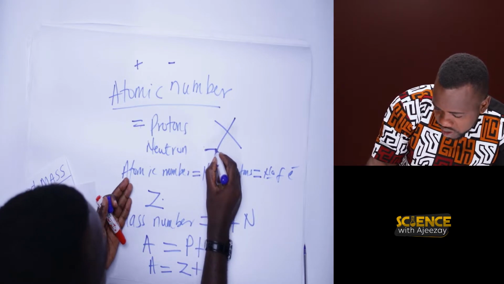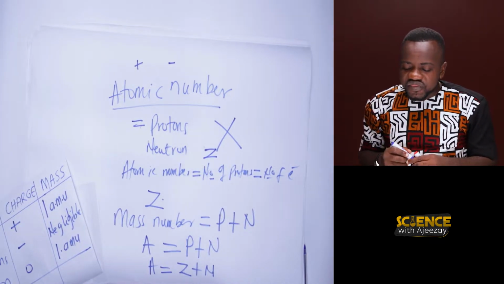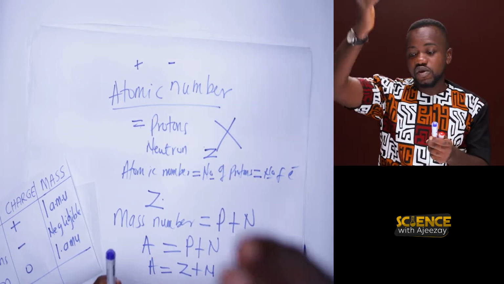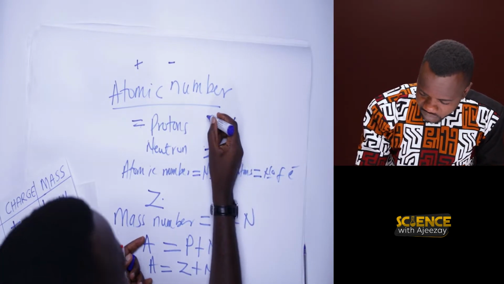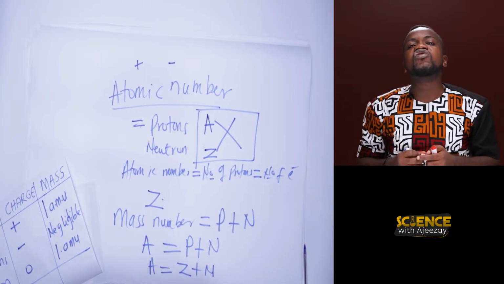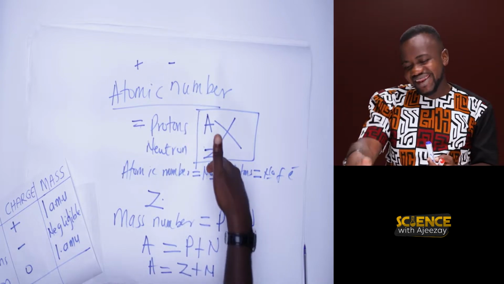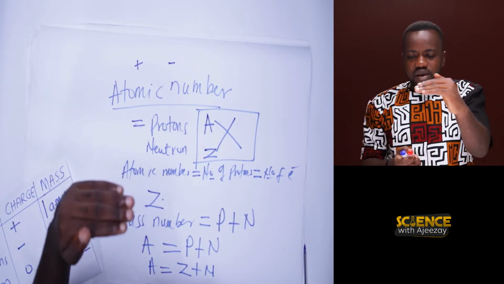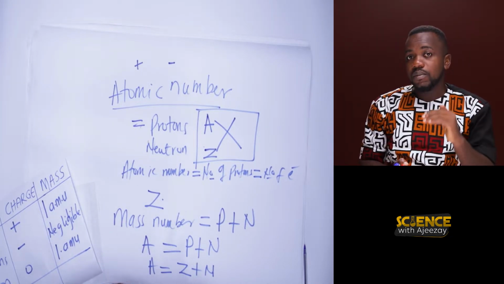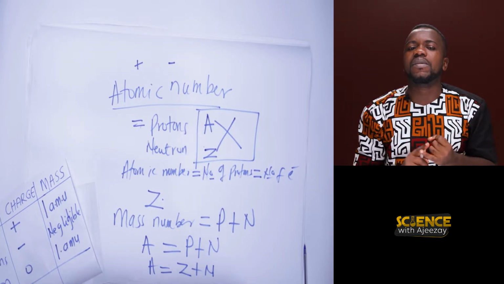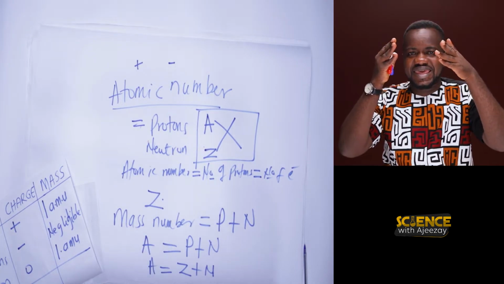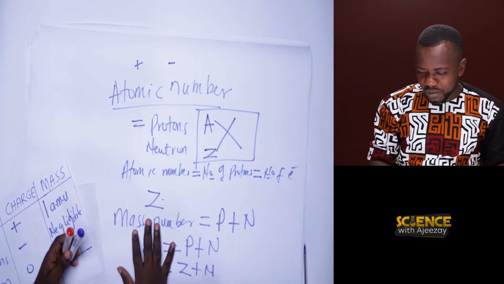So if X is our element, the atomic number is represented as a subscript, and the mass number is represented as a superscript on the left side of the element. This is how we represent an atom using the mass number and the atomic number. Atomic number down, mass number up. Don't forget that the atomic number is denoted by the letter Z, and the mass number by the letter A.